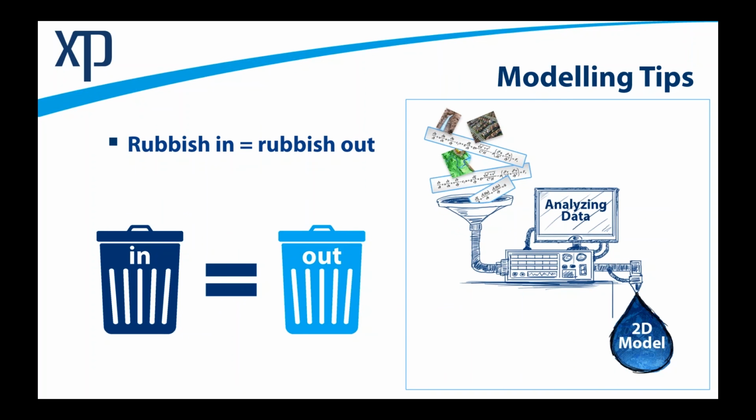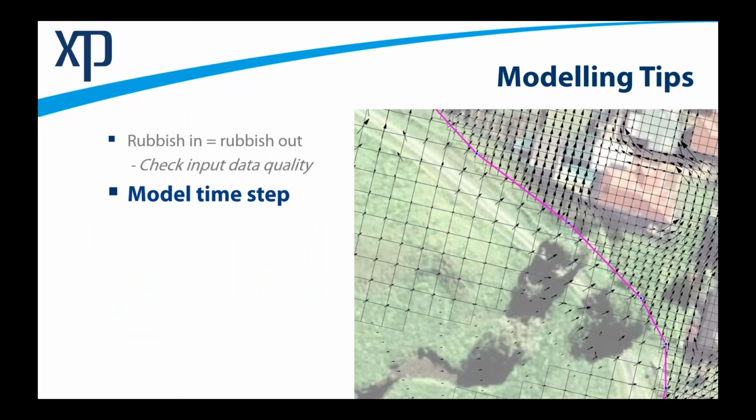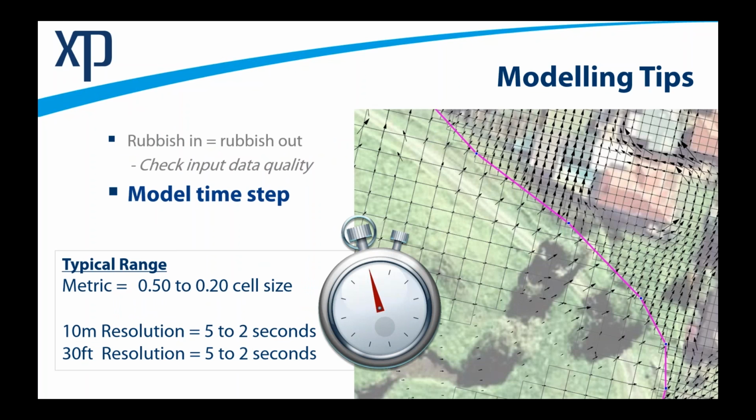The second one is model time step. Many people don't know what time step to use. As a rule of thumb, if you're working with metric units, the time step should be around half to one fifth of your cell size. So if you're modeling at a 10 meter resolution, your target time step should be 5 to 2 seconds. Now, XP will run at smaller time steps than that, but for very little advantage.